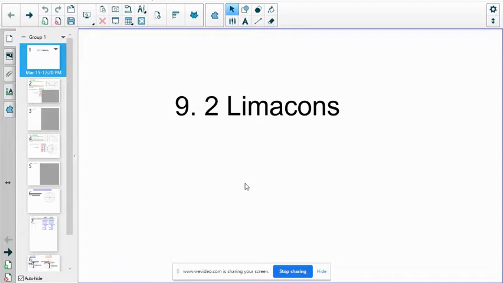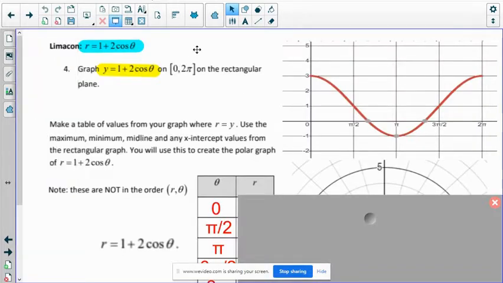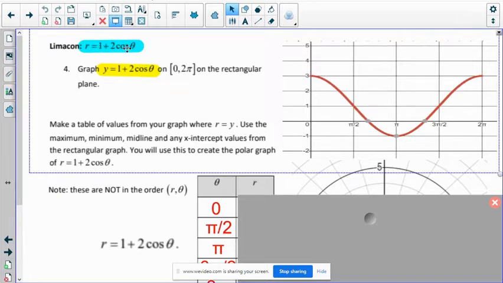So we just graphed some cardioids, so now we're going to graph some limaçons. It's a very French word, limaçon. This is where you have different numbers. The polar equation looks very similar, except with the cardioid, you have a 2 and a 2 or a 3 and a 3. Here you have different numbers.